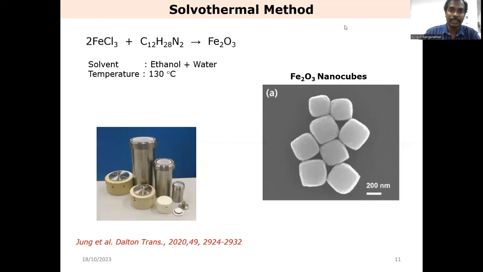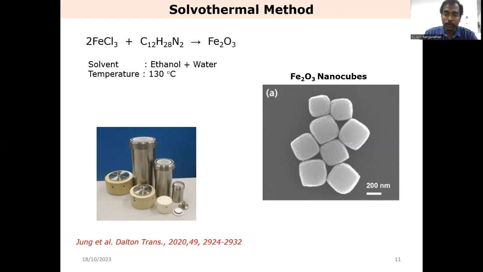And another example is the solvothermal method. Solvo means solvent, thermal means heat energy. We have to take the reactants and a solvent. The solvent may be water or ethanol or any other non-aqueous solvent. And we need to give some heat energy. Then the reactants undergo reaction and form a product simultaneously.